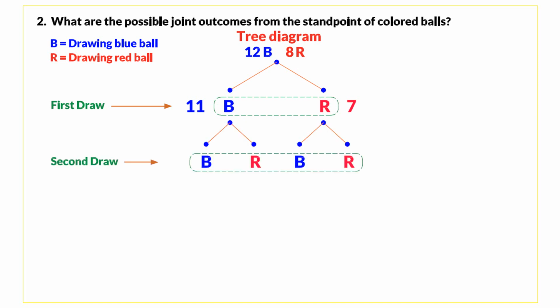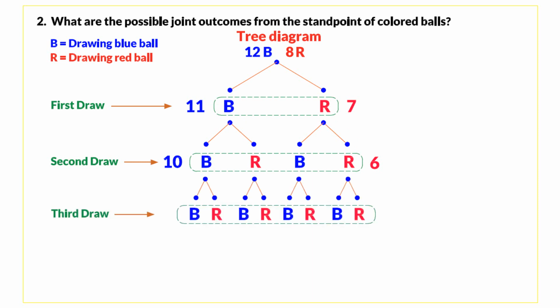For the second draw, we may pick again blue or red after blue, or blue and red after red. But the remaining blue balls after picking 1 blue will be 10, and the remaining red balls after picking 1 red will be 6. For the third draw, we may pick again blue or red, and the remaining blue balls will be 9, and the remaining red will be 5.